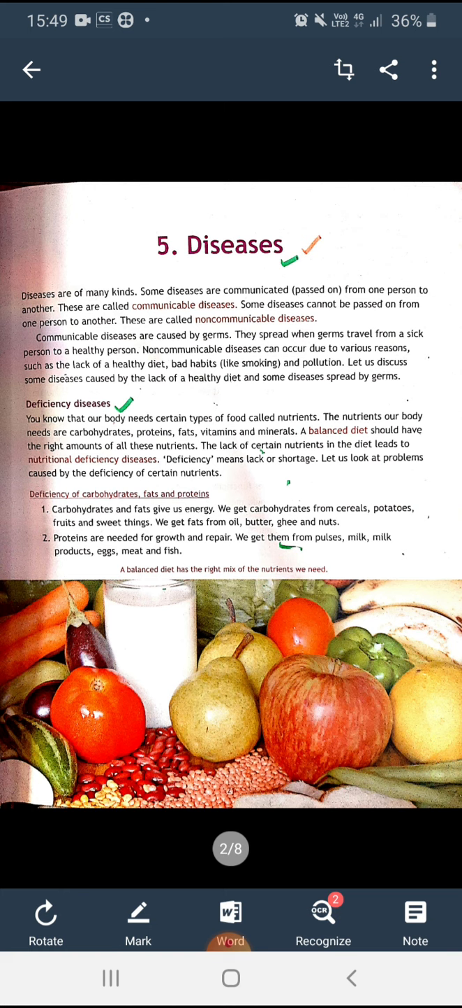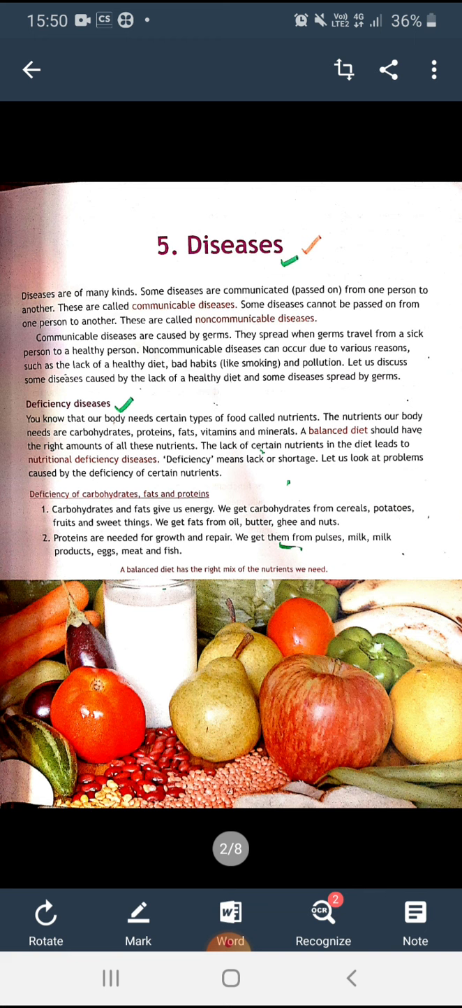Right? Two types of diseases are there: communicable and non-communicable. Communicable, it is clear from the name, that can spread from one person to another person, and non-communicable do not spread from one person to another. Communicable diseases are caused by germs. That's why they spread, because germs travel from a sick person to a healthy person. But non-communicable diseases can occur due to various reasons, such as not eating a healthy diet, bad habits like smoking, and pollution.